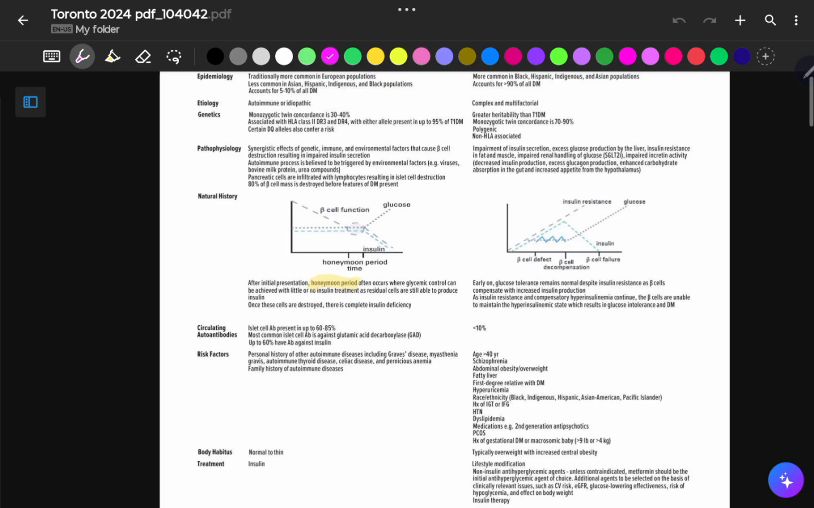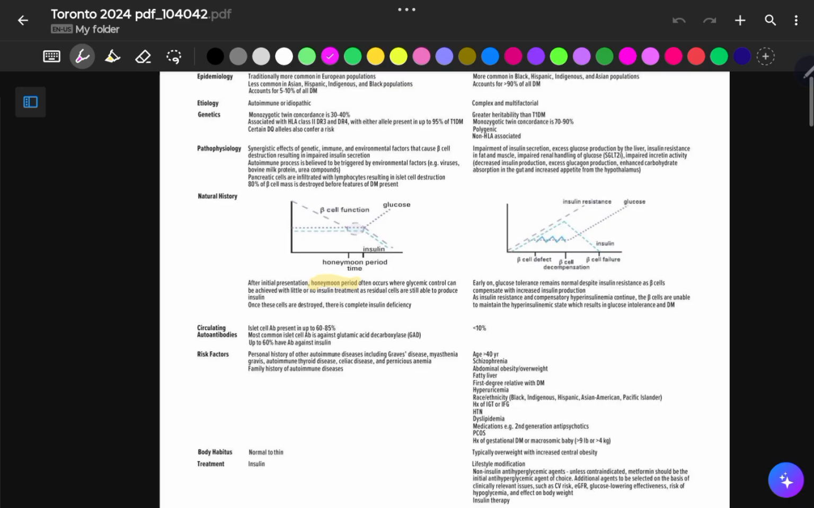Okay. So what are the risk factors for type 1 diabetes? Personal history. If you have a personal history of other autoimmune disease like Graves' disease, myasthenia gravis, autoimmune thyroid disease, celiac disease, pernicious anemia. And if you have a family history of autoimmune disease, then you're at risk of having type 1 diabetes.